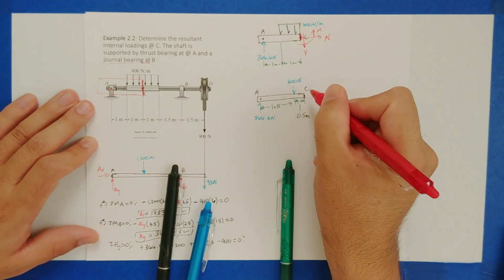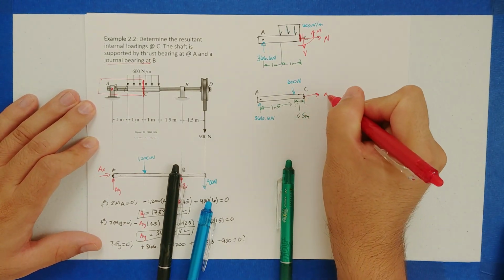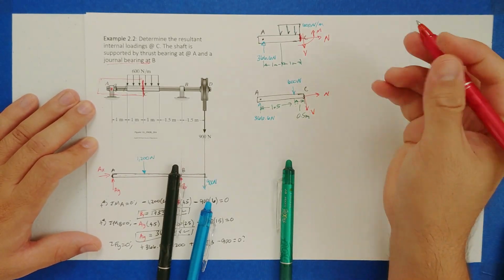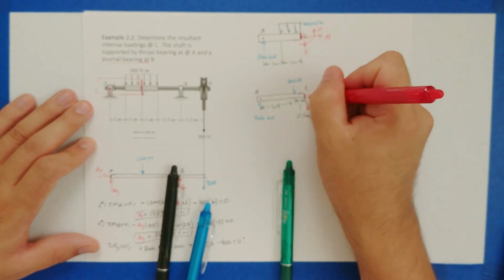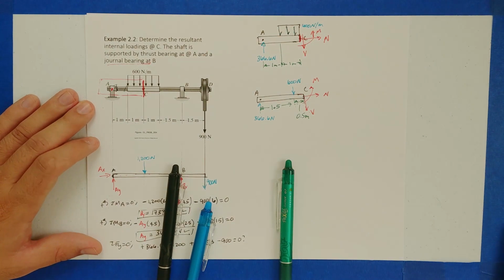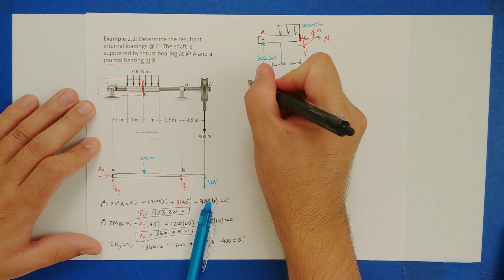And let's put our internal loads. Positive normal, stretching again. Shear points down, that's a positive shear because it makes it spin clockwise. And our reaction moment here is counterclockwise. So here we go. Now we're working with this free body diagram.